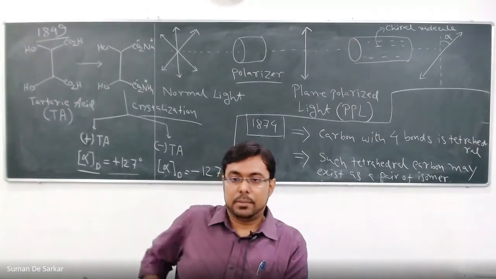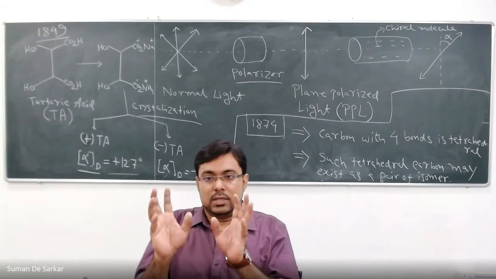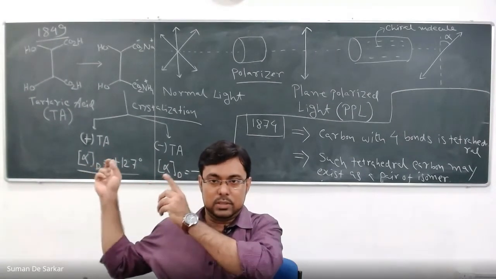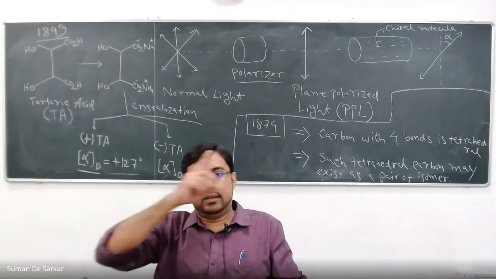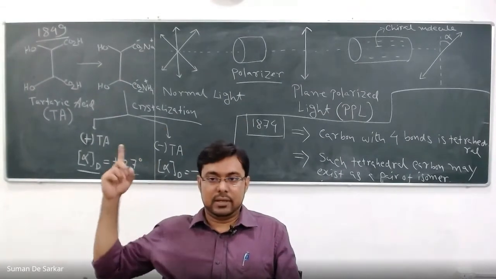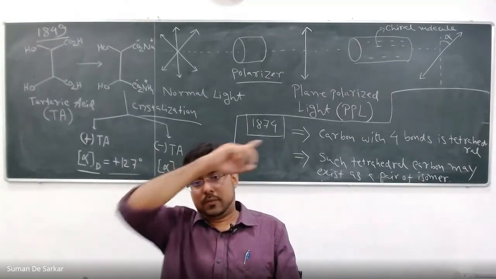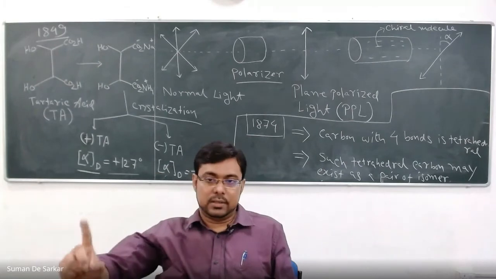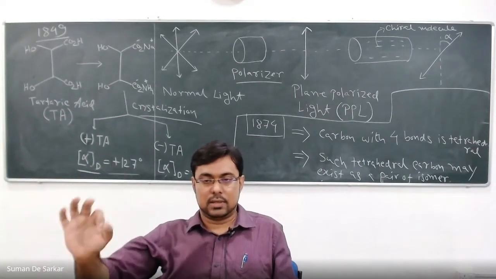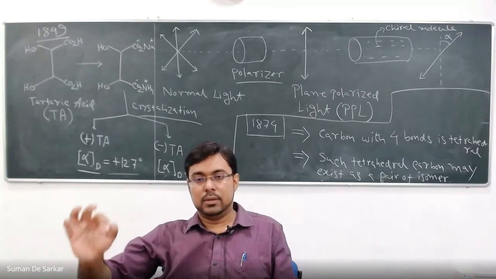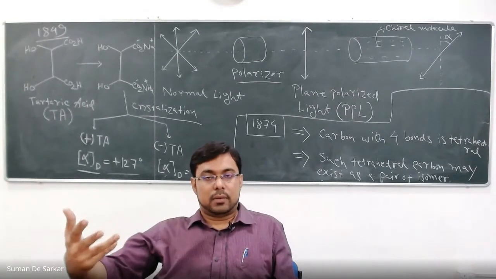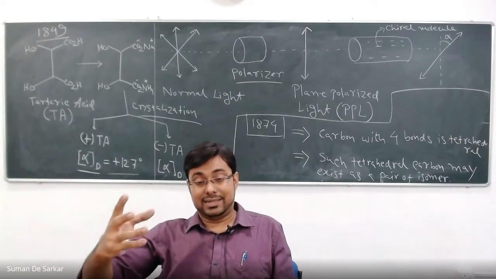Okay, so that means there must be something. Whatever they have separated, these 2 are not the same. That means these 2 are different. And Van 't Hoff and Le Bel said that the difference comes from the tetrahedral geometry of carbon. Because all are organic, of course, in all these lectures we will discuss the stereochemistry of organic compounds. And organic compound means, of course, carbon. And this carbon, they said, with 4 bonds is tetrahedral.